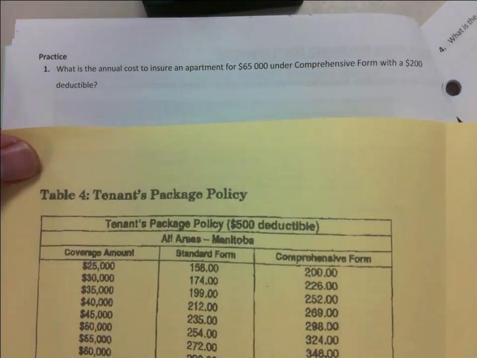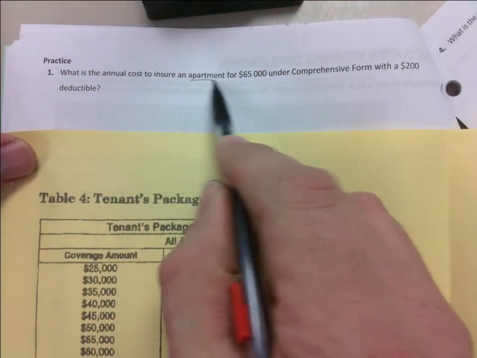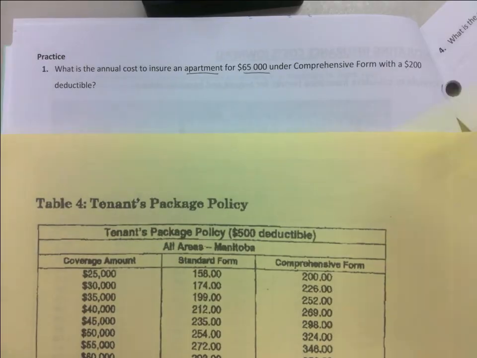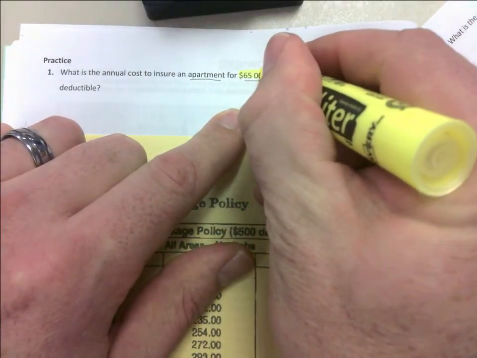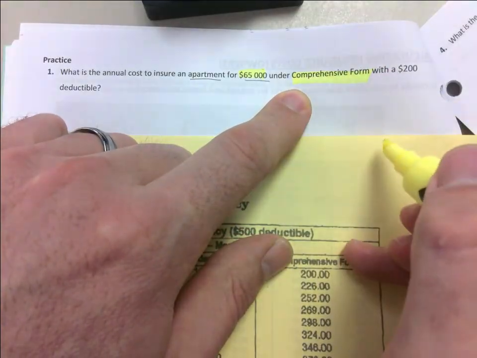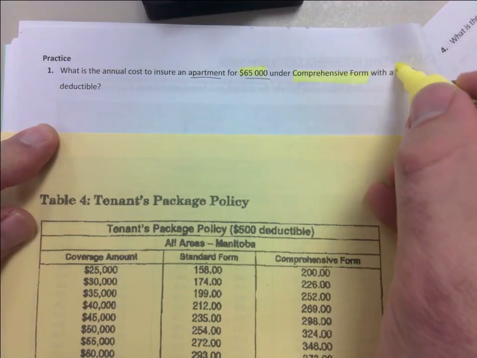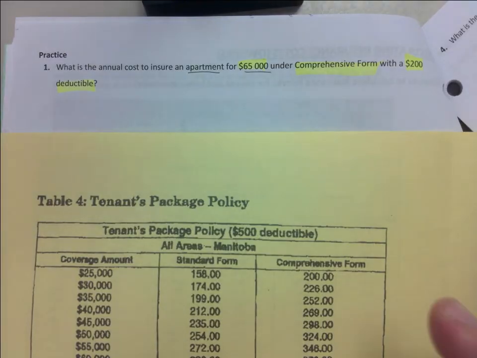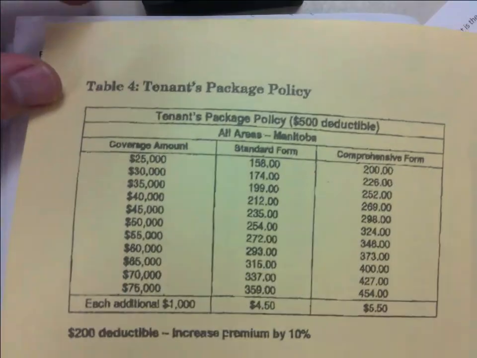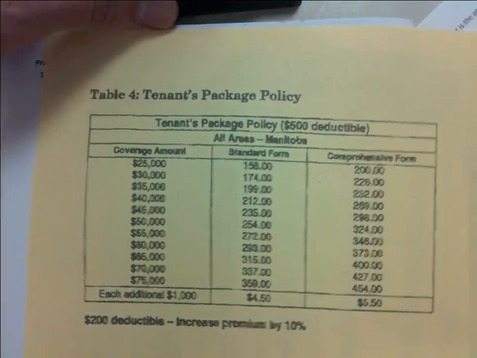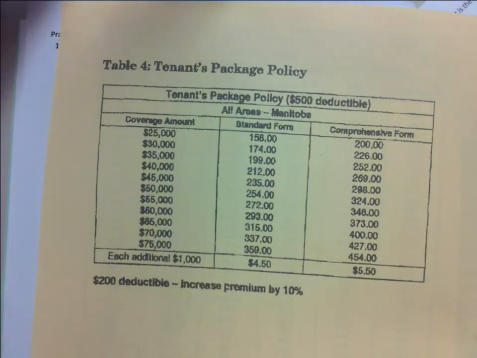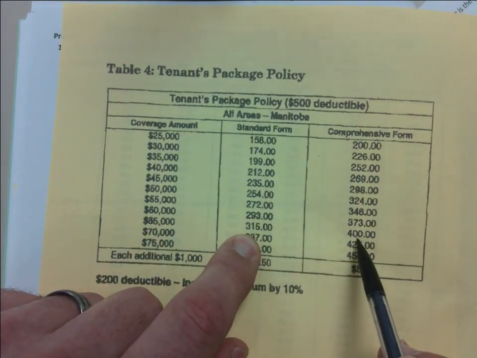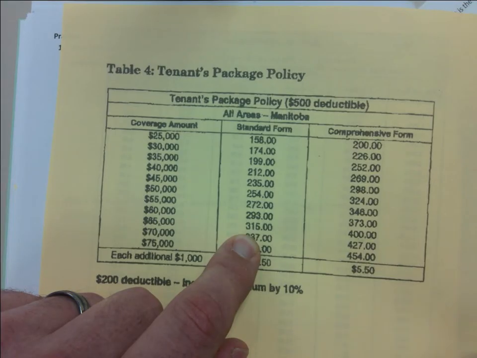For tenant insurance, what's the cost to insure an apartment for $65,000, comprehensive? You want the dollar amount, you want to know if it's standard or comprehensive, and you need to know what the deductible is. It's a $200 deductible. This is on page 47. For tenant insurance, $75,000 is the max, after which we need to do some extra calculations. But $65,000 gets me to there. I don't want standard, I want comprehensive, so $400 is the number that I copy.